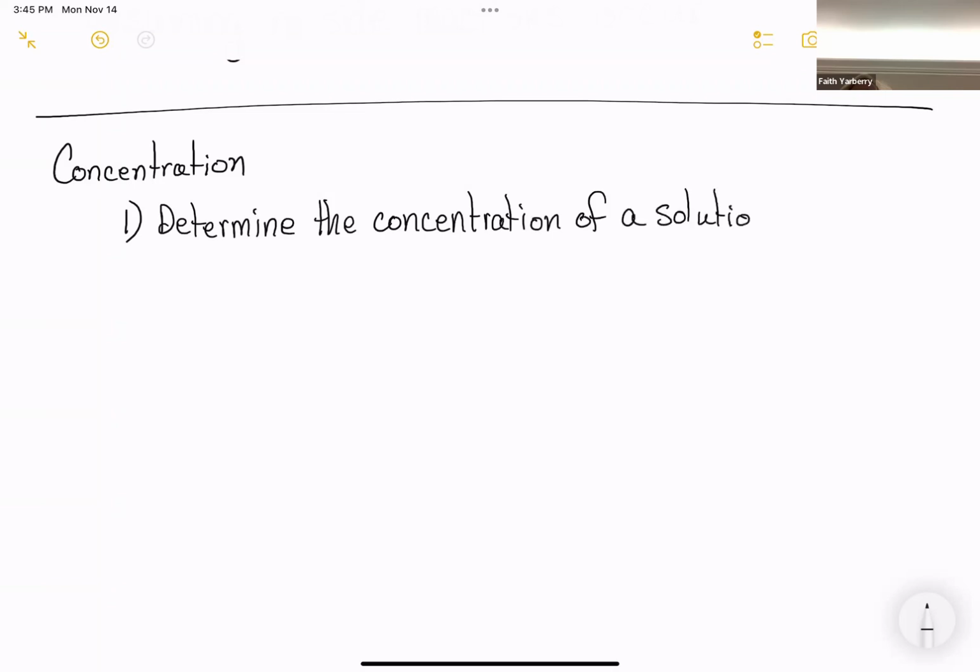The first thing we're going to do is simply determine the concentration of a solution, starting with grams of solute.